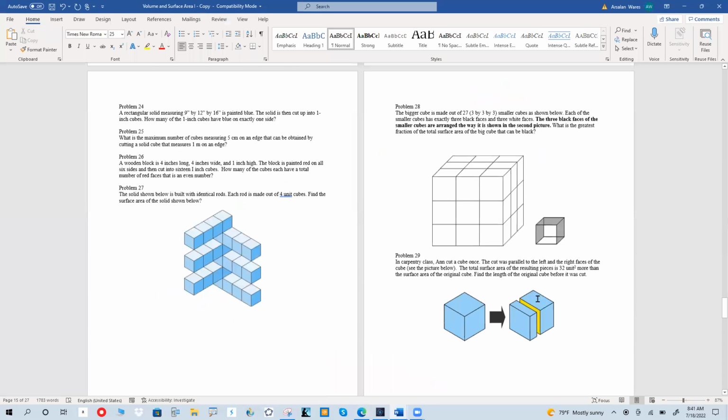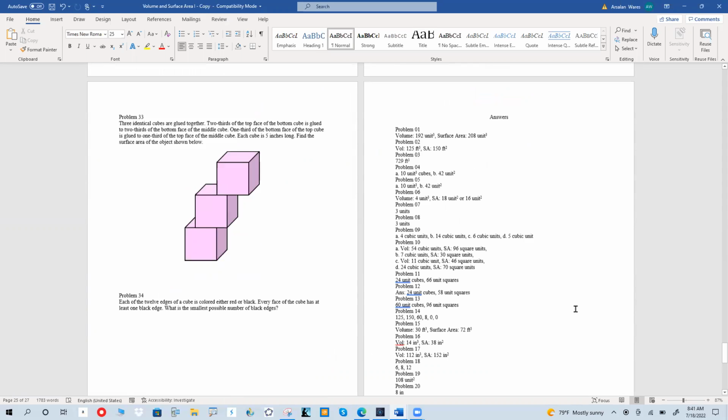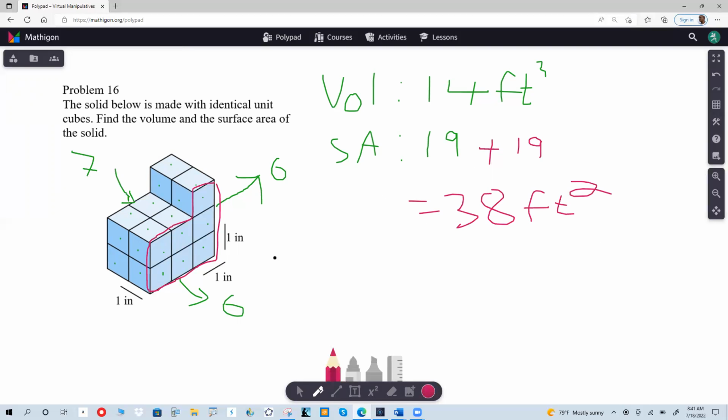We got 38 and 14, I believe. Yeah, that's a good sign. We got it right. Now, we're going to do number 17. The catch is for number 17, you kind of need number 16. So don't forget the answer to number 16. And we're going to do a little trick. Give me 1 second.